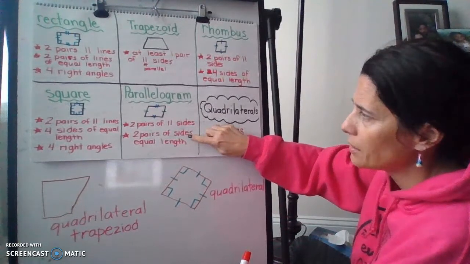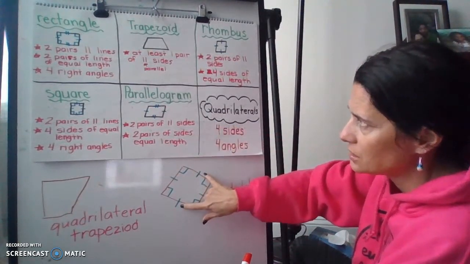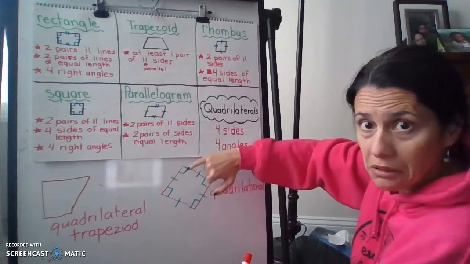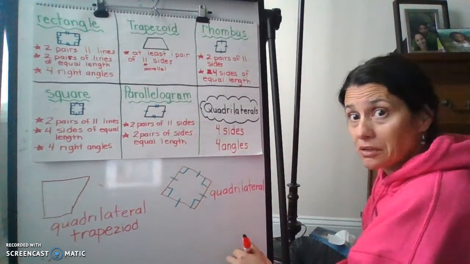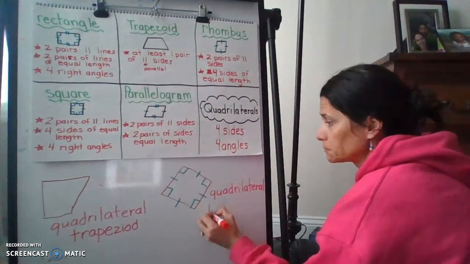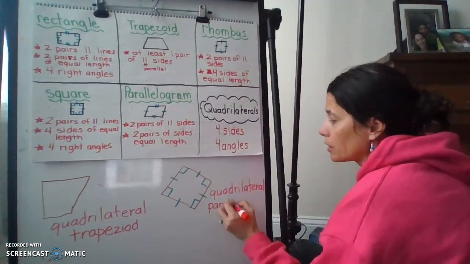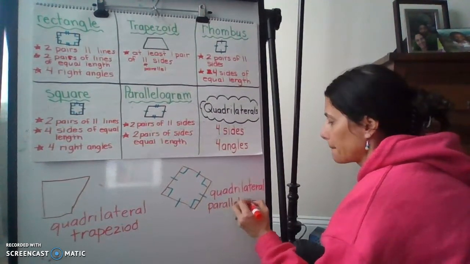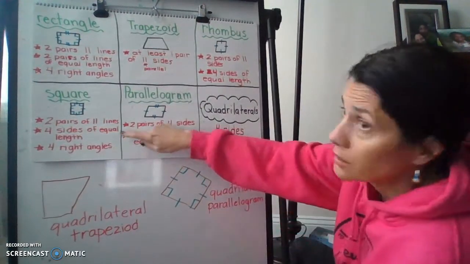Does it have 2 pairs of sides with equal lengths? Do these have equal lengths? Yeah. Do those have equal lengths? Yeah. So can that be a parallelogram? Yes, parallelogram. All right, let's keep going.